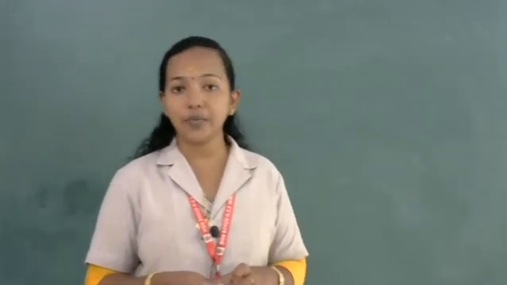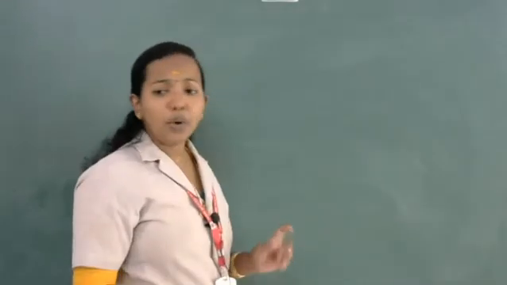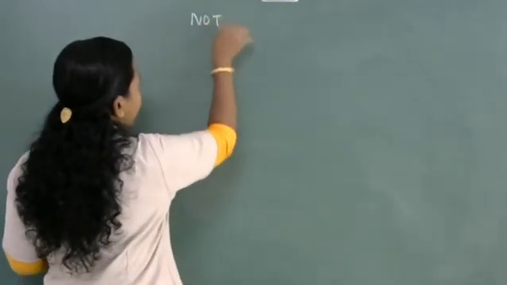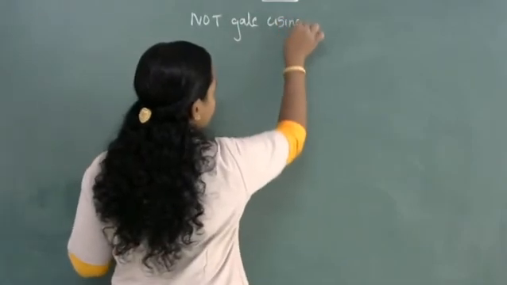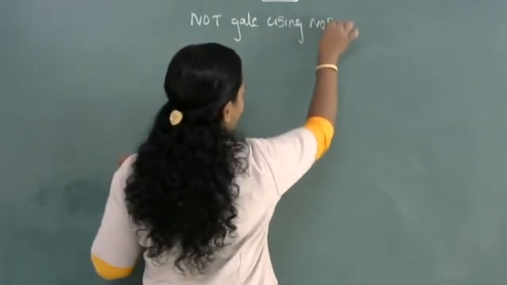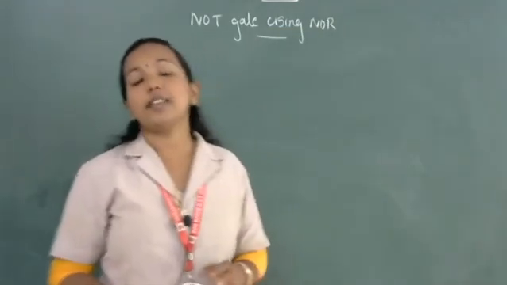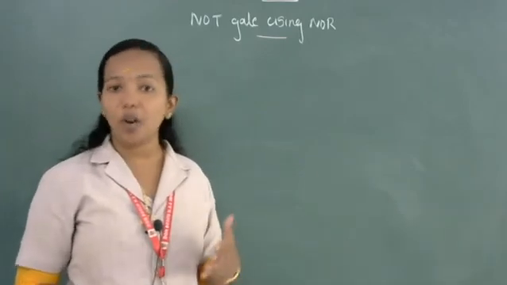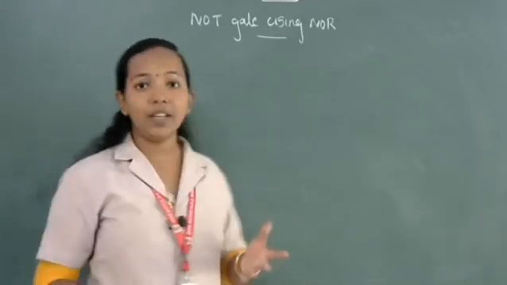So we will start with NOT gate. Universal gate NOR. We are going to represent NOT gate using NOR. You know, NOR gate is a universal gate. Why is NOR gate known as a universal gate? Because using NOR gate we can implement all the other basic gates. We will start with NOT gate.